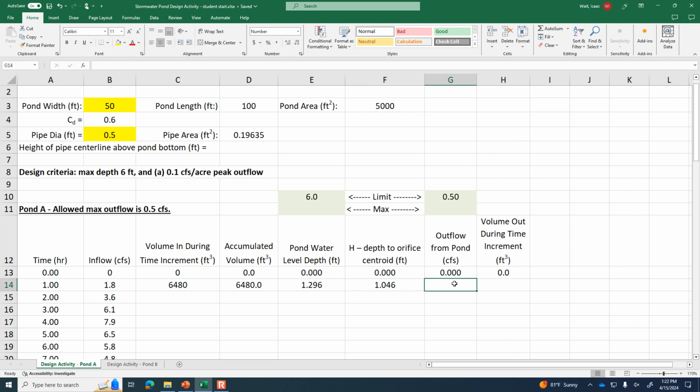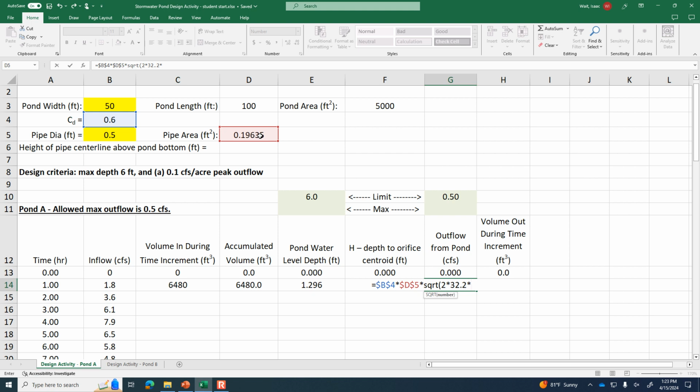Okay, and now outflow, Q out, is the coefficient of discharge multiplied by the area of the pipe, not the area of the pond, the area of the pipe, multiplied by the square root of 2GH. So it is the coefficient of discharge, be sure to anchor the reference up there, multiplied by the pipe area, anchor that reference, multiplied by the square root of 2 times 32.2 times H.